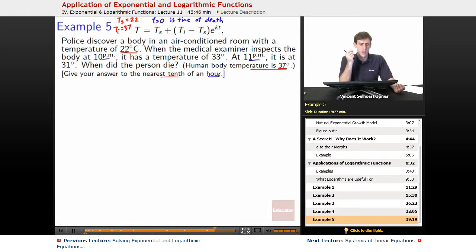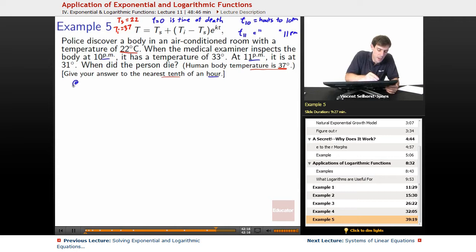Now, that still doesn't quite tell us what 10 p.m. is, so we're going to have to name symbols for this. So let's say t sub 10 is equal to the hours to get from the moment of death to 10 p.m. And similarly, t sub 11 will be the hours to 11 p.m. Great. With all of these ideas in mind, we're ready to start working things out.